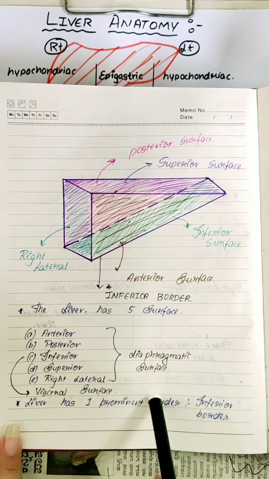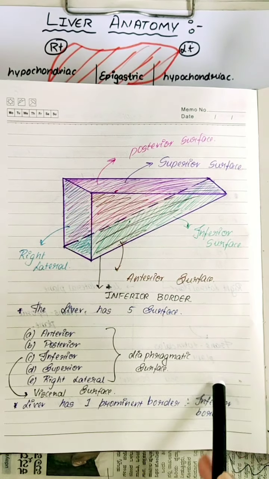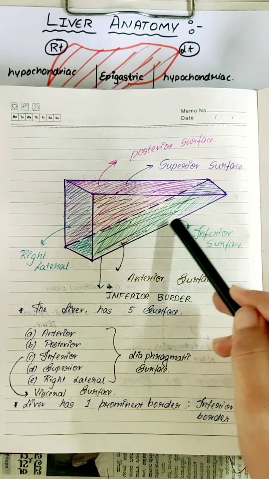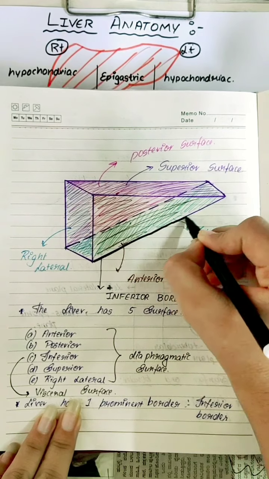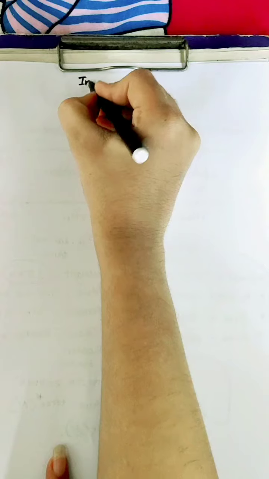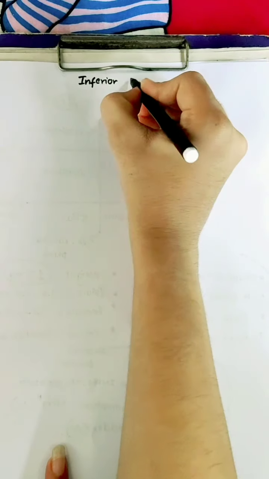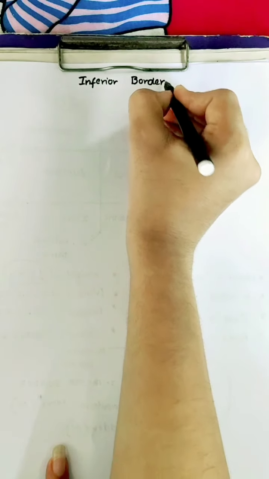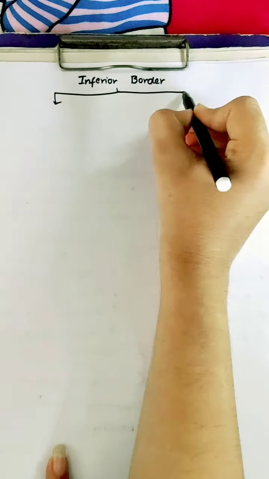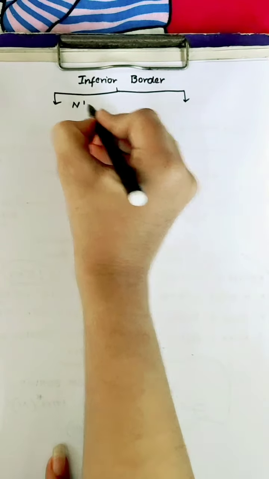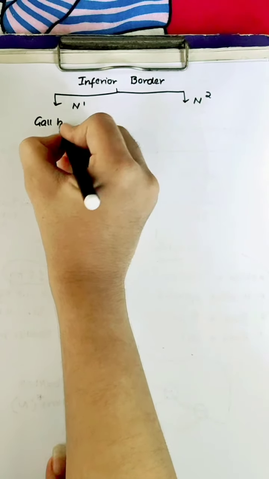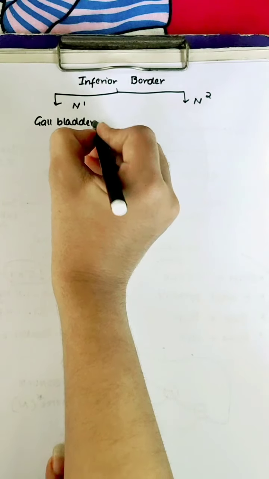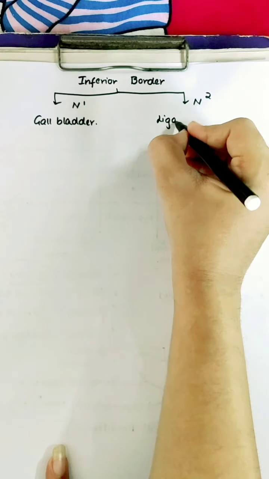So liver has one prominent border, that is inferior border. Near this inferior surface you can see a prominent border here. So this is the prominent inferior border. The inferior border of the liver has 2 notches, notch 1 and notch 2. One notch is for gallbladder and second notch is for ligamentum teres.